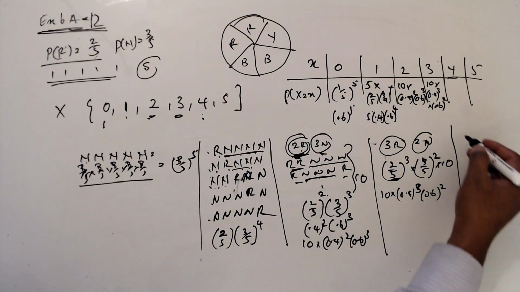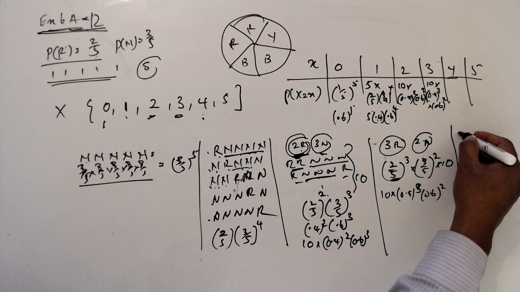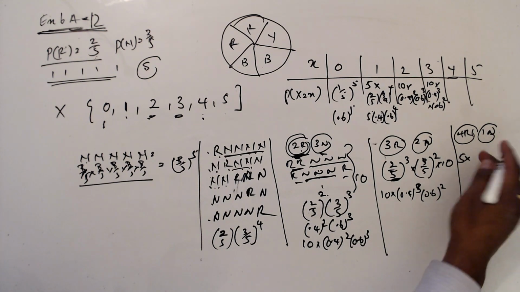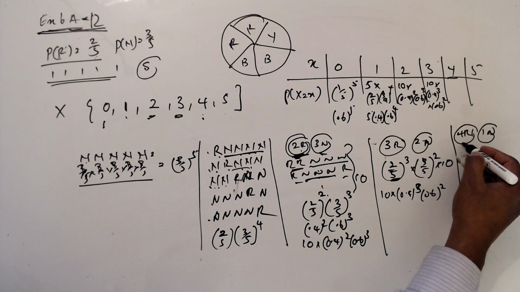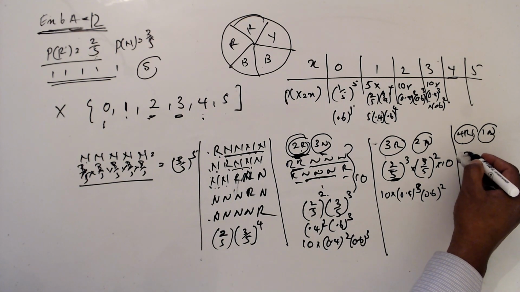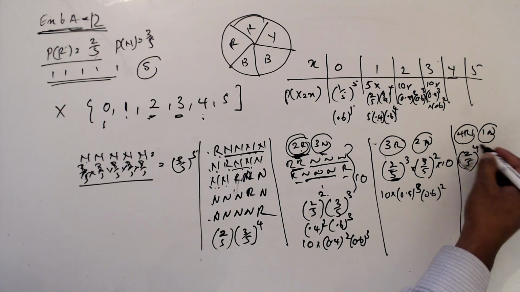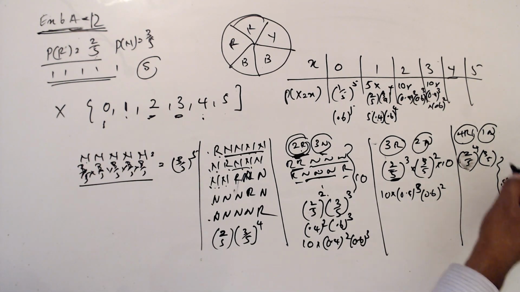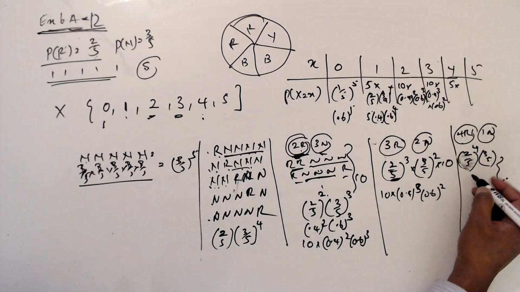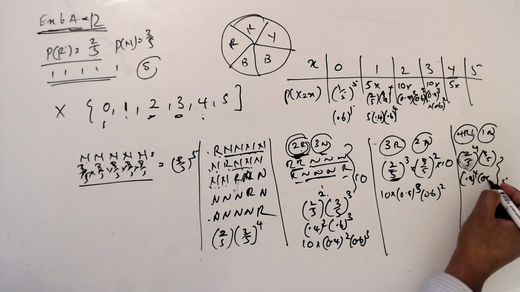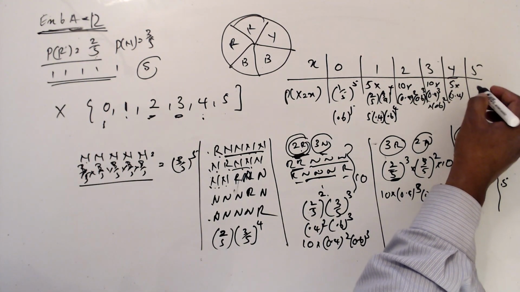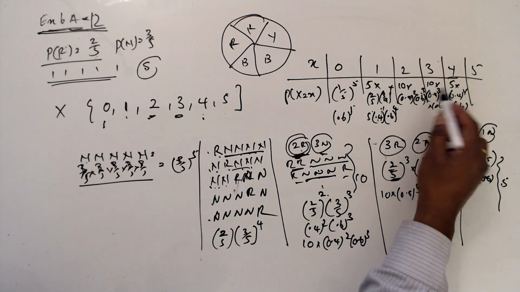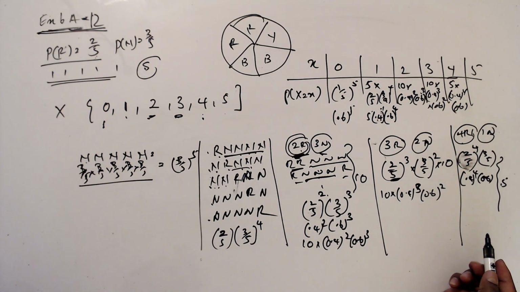Another one is four reds and one no. It means there are five of this kind of options. Four reds, getting red is 2/5 to the power 4, and this is 3/5, just one. And likewise there are five, so 5 times 0.4 to the power 4 times 0.6. The coefficients are 1, 5, 10, 10, 5, 1.